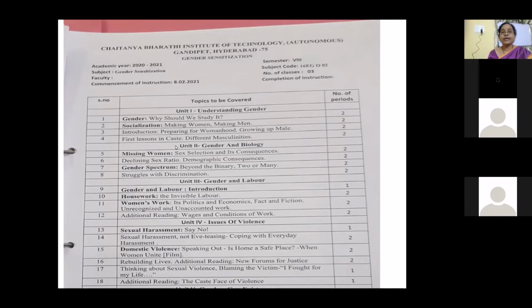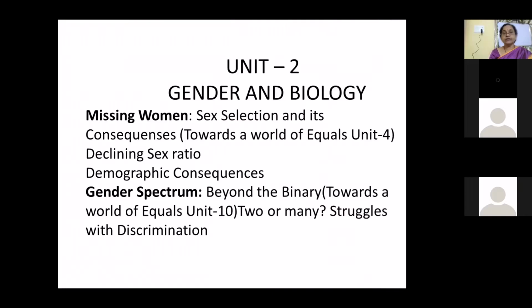I just spoke about caste, but we are going into detail in the later lessons. Okay, different masculinities and all. Now we are moving on to the second unit, gender and biology. Under this, we are going to study missing women. That means sex selection and its consequences.